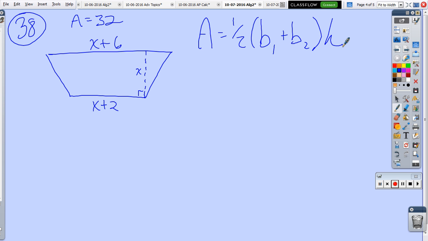The reason this works out too, again, if I took this and duplicated it, flipped it around, I'd have another parallelogram where each base would be x plus 6 plus x plus 2. But it's half of that. All right, so let me go ahead and see you guys do this as an exit ticket.